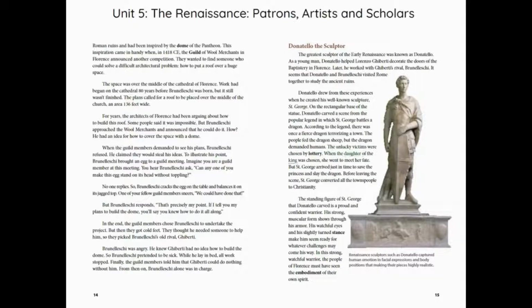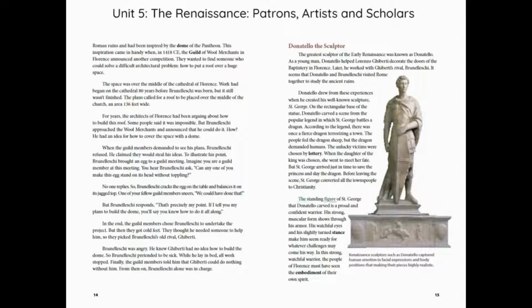When the daughter of the king was chosen, she went to meet her fate. But St. George arrived just in time to save the princess and slay the dragon. Before leaving the scene, St. George converted all the townspeople to Christianity.